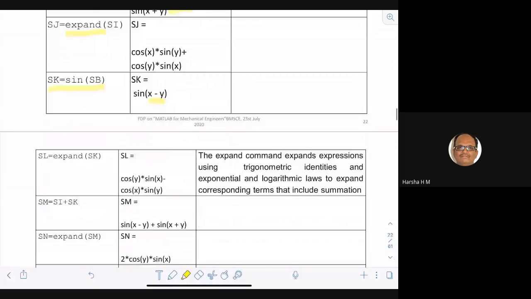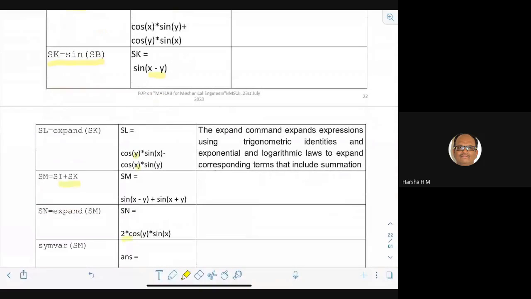Okay, when you add these two, you know sine A plus B plus sine A minus B is equal to 2 sine A cos B. This is what you would have got in this particular format. So you need to expand this, otherwise it will give you only this format. Sine of A plus B plus sine of A minus B. Of course, I have written sine of x minus y. You certainly know what is the output of this.